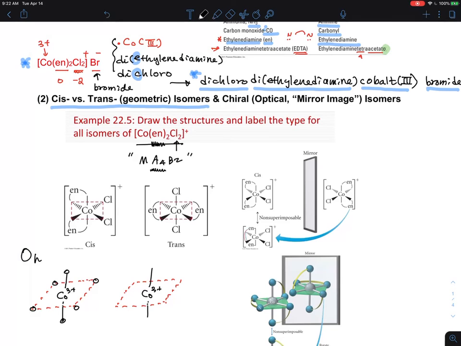So I can focus on essentially the chlorine here. The chlorines can be shown up here and here, forming this 90-degree angle, or they can go up and up. That's a second example. So this is a chlorine up, chlorine down.